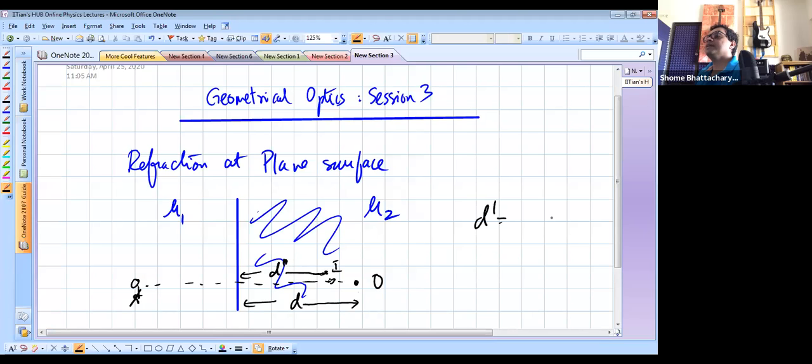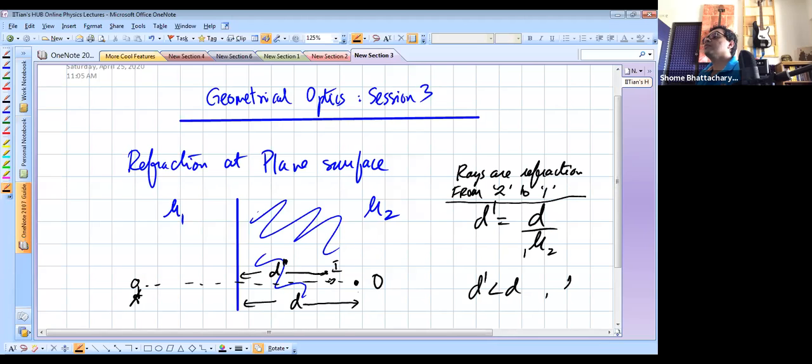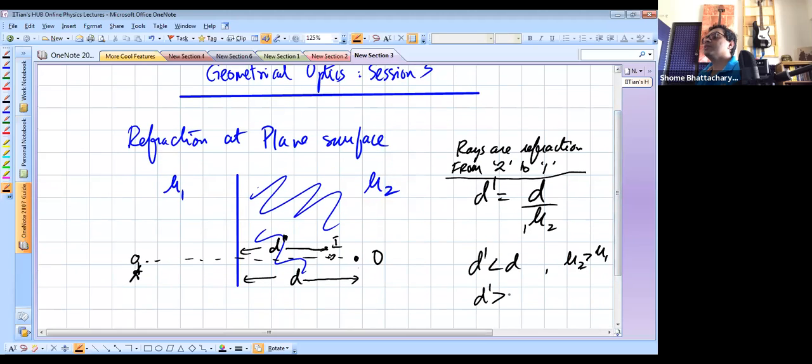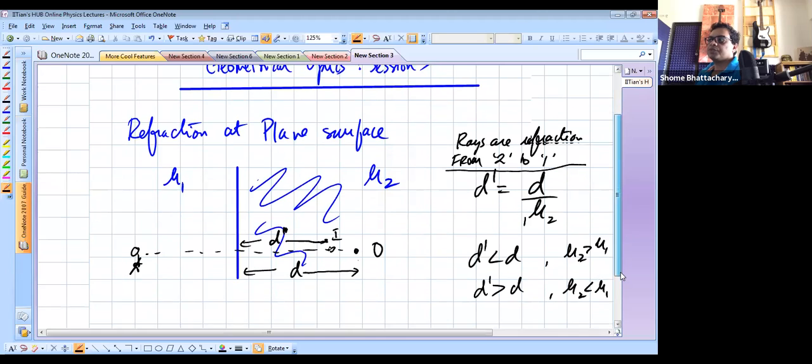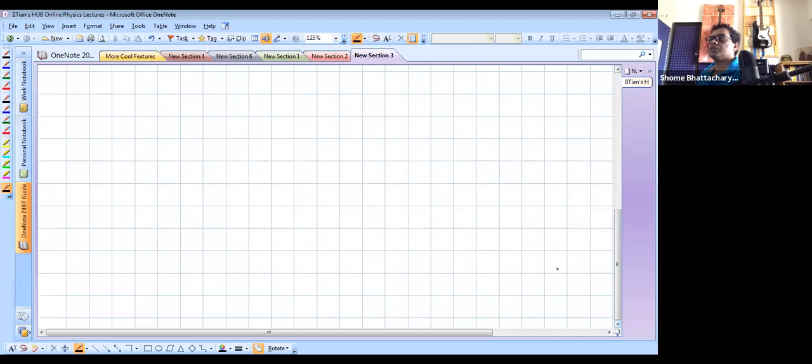And we have the formula, the apparent depth is the real depth upon refractive index of medium 2 with respect to 1. Where, remember, the convention is that the rays are refracting from medium 2 to medium 1. Okay, so that's how you remember this. As you can see, d prime is less than d if mu2 is greater than mu1, that is from denser to rarer. Whereas d prime can also become greater than d if mu2 is less than mu1, from rarer to denser. So let us look at some application questions of this kind of situation.